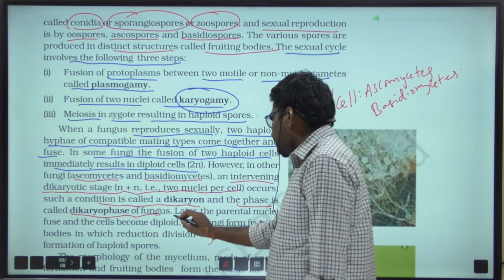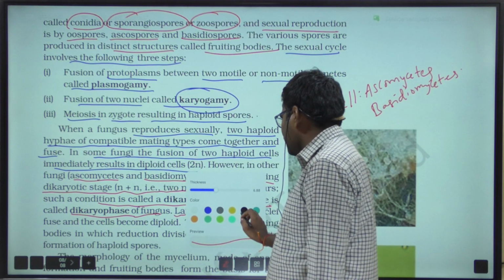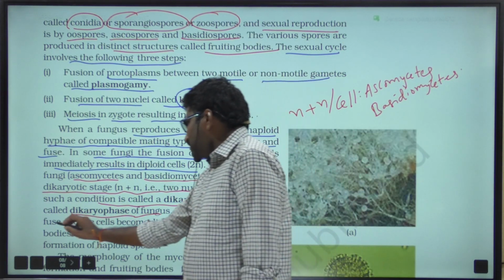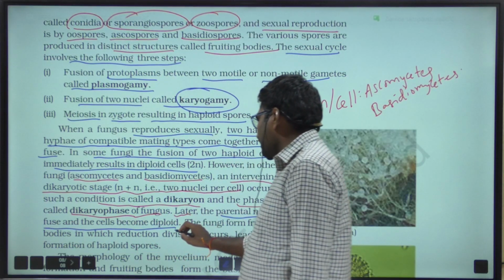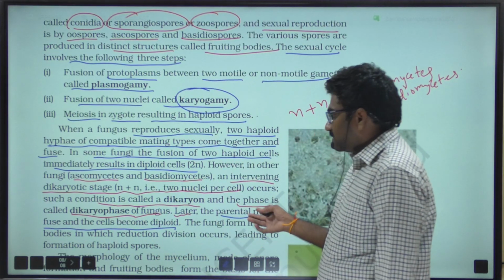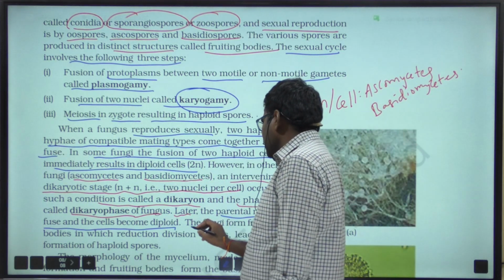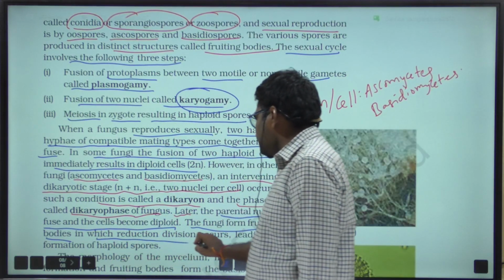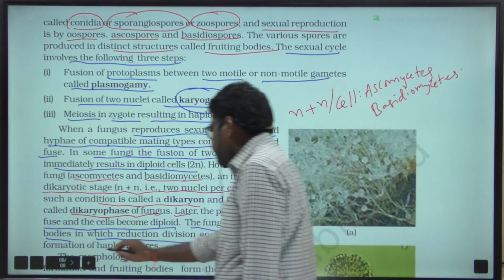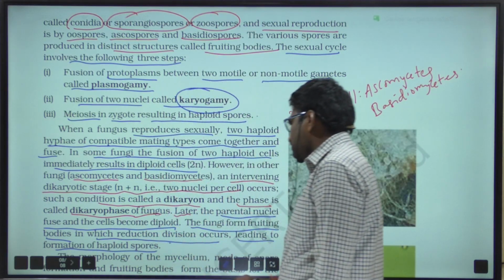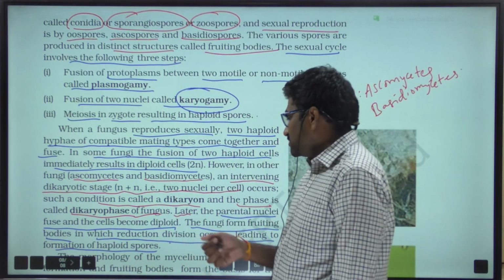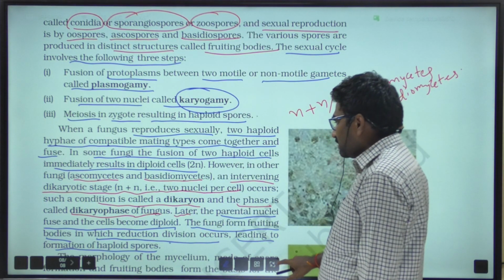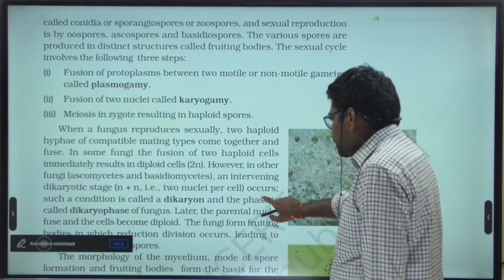So what happens later? Later the parental nuclei fuse and the cells become diploid. The fungi form fruiting bodies in which meiosis or reduction division takes place, leading to the formation of haploid spores.